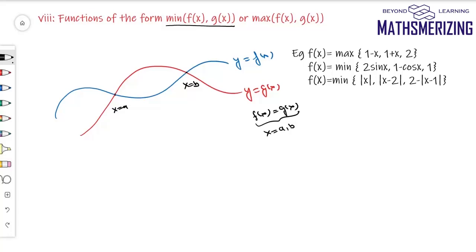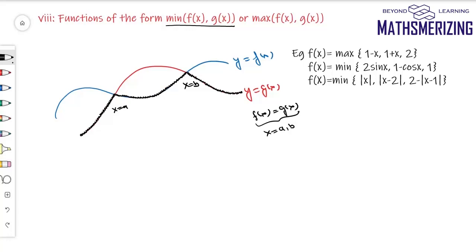Now when x is less than a, the graph of gx lies below the graph of fx. So minimum of fx and gx will be gx. So I'll choose the graph of gx. Maybe I'll choose it this way. Now when x lies between a and b, the graph of fx lies below the graph of gx. So I'll choose the graph of fx. Now when x is greater than b, again the graph of gx lies below the graph of fx. So I'm going to choose gx again. So the graph which I have drawn in black is the graph of this given function, minimum of fx and gx.